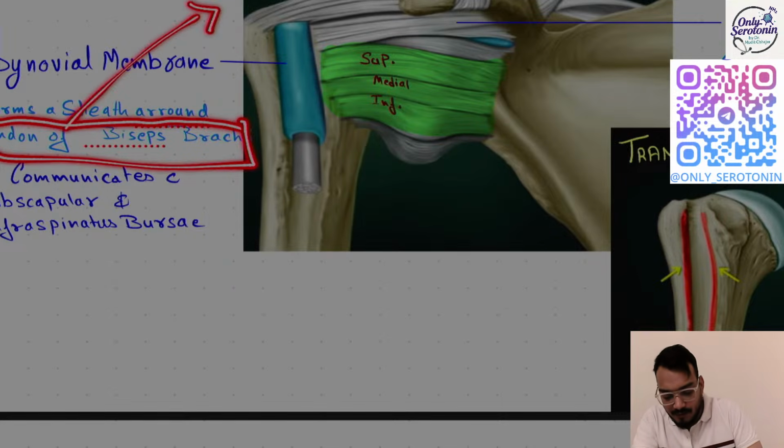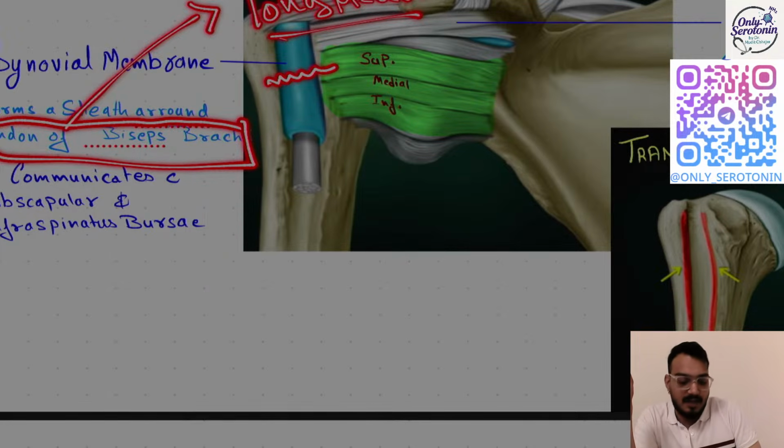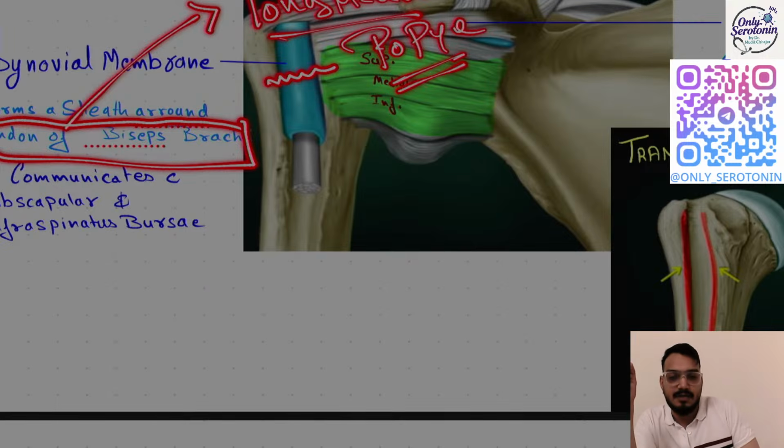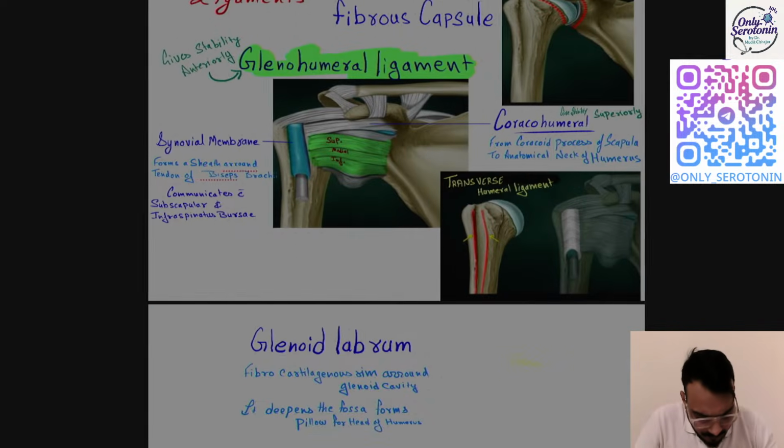Good. It is of long head. Long head. Sometimes what will happen? It will get fracture, and the patient will have Popeye deformity, which we are going to study in a few seconds, right?